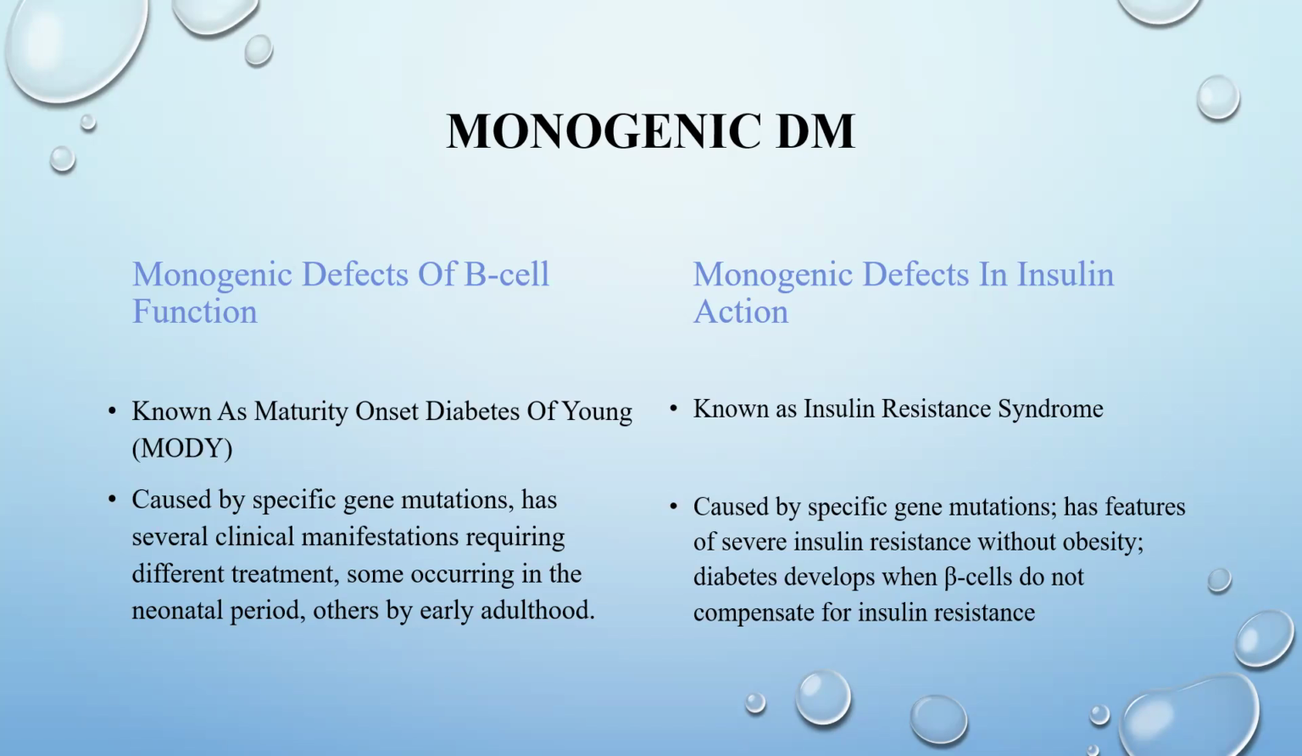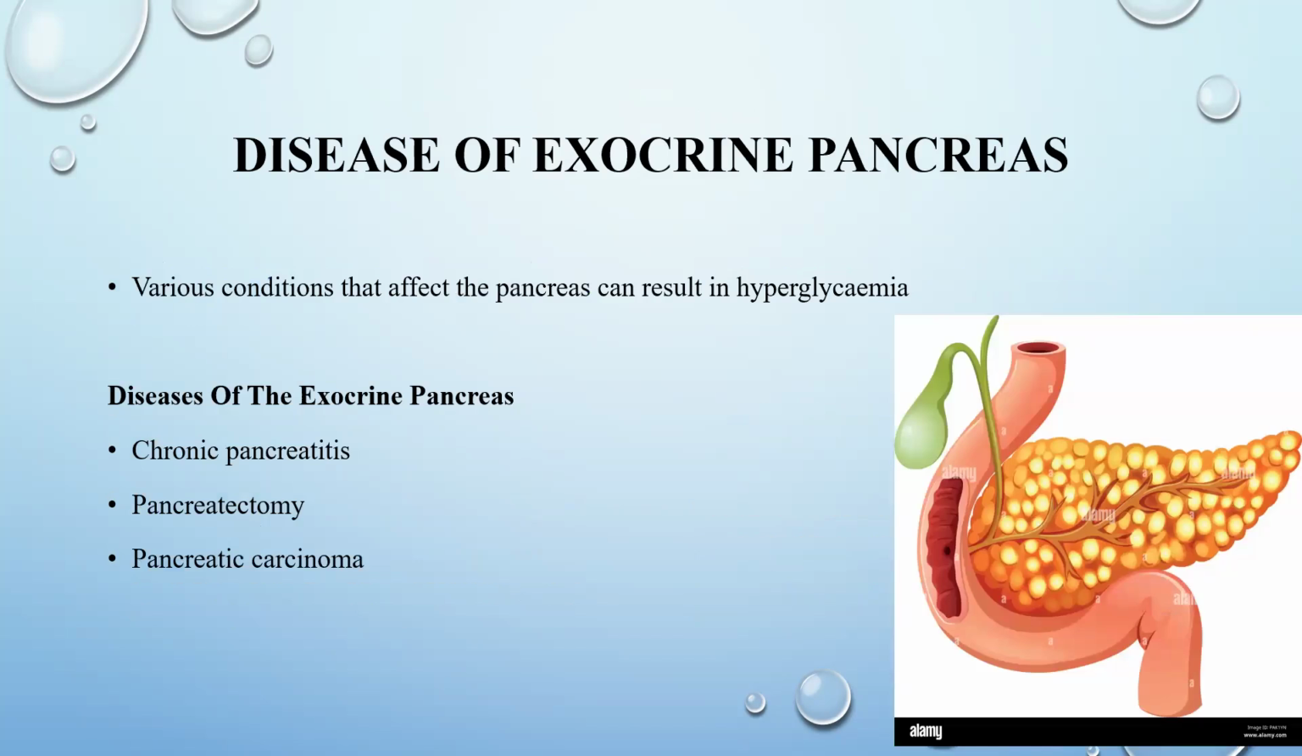The second type is monogenic defect in insulin action. It is also known as insulin resistance syndrome. It is caused by a specific gene mutation and has features of severe insulin resistance without obesity. Diabetes develops when beta cells do not compensate for insulin resistance.